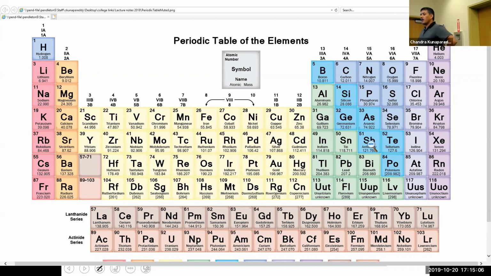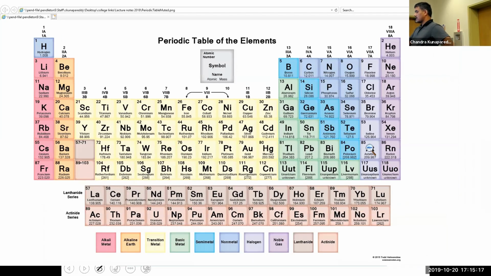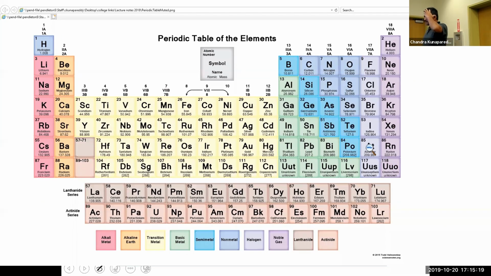It would be harder to remove an electron from antimony, because antimony is going to have, I wish I could write on this. No, I cannot. Can I? No, I cannot. I need extra software to write on it.